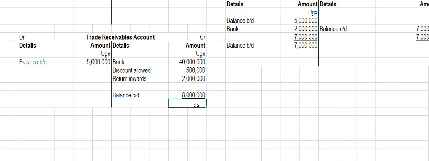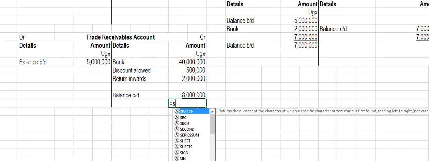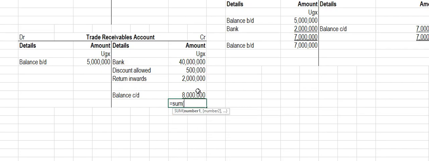What does this mean? It means that John, during the year, sold some goods to these customers, but on credit. So let's try to find out the goods that were sold on credit. That will be your balancing figure.